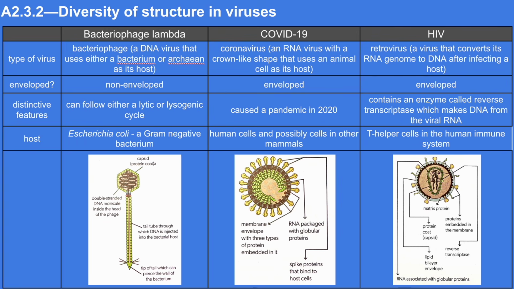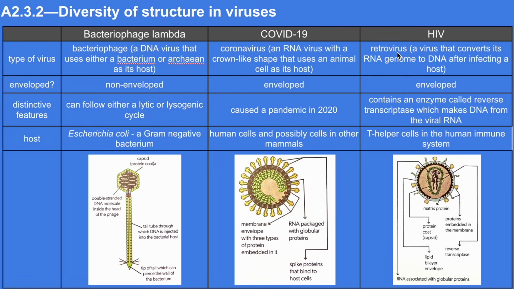Okay, here are 3 viruses that you should be generally familiar with. Here's that bacteriophage again. Okay, it's a non-enveloped virus. Its host is E. coli, a bacterium. It can follow either a lytic or lysogenic cycle, which we'll talk about in a minute. COVID-19 is a coronavirus. It's got that crown shape. It's an enveloped virus. You may remember it caused a pandemic in 2020. Its host cells are human cells and possibly cells in other mammals.